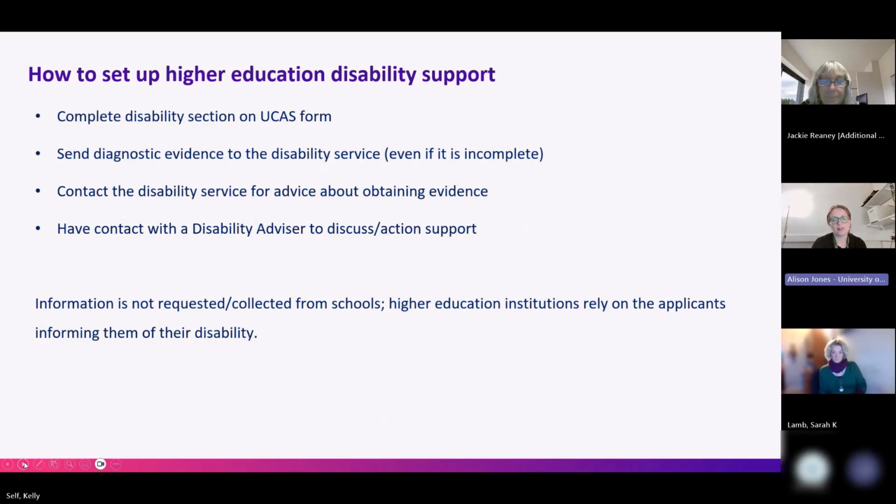As we've said, there will be some differences in terms of what the University's Disability Service requires in terms of evidence. For DSA, it's really straightforward in terms of what Student Finance England require. But for the University Disability Service, there might be some differences. So have that contact with the service to find out what evidence they may need, because it might not be a full diagnostic assessment. It might be, for example, evidence of exam arrangements in previous education. That might be enough to access some support. And then have contact with the Disability Service to discuss potential support, so that the service can make referrals for support and put that support in place. And like Jackie said, we don't request information from schools. We do rely on applicants being in contact with us to set up their support.